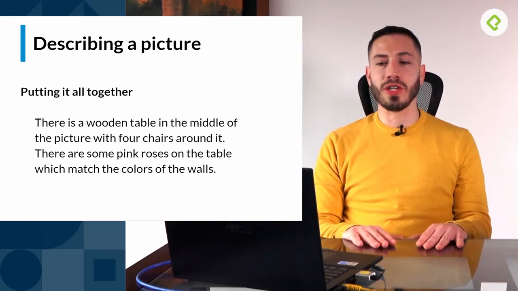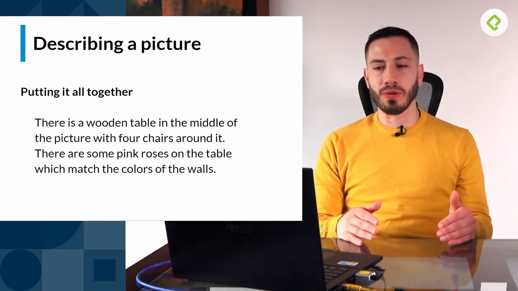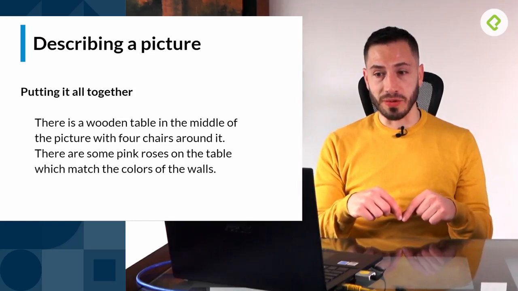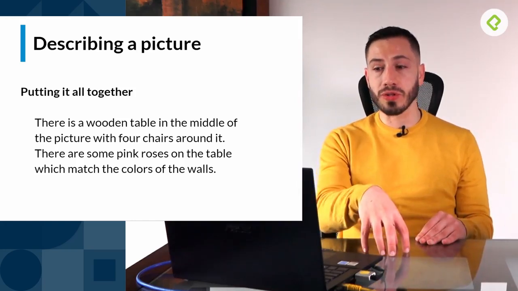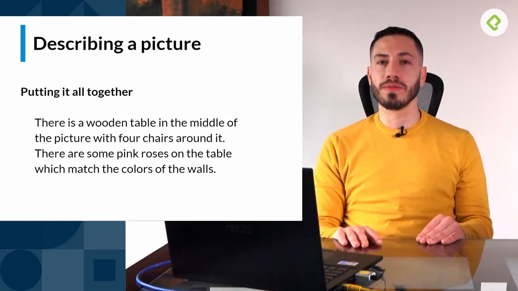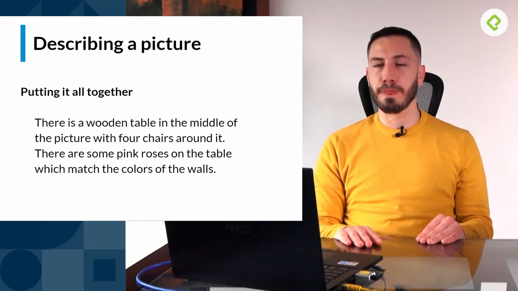Putting everything together, you could say, there is a wooden table in the middle of the picture with 4 chairs around it. There are some pink roses on the table, which match the colors of the walls. Do you get the idea?